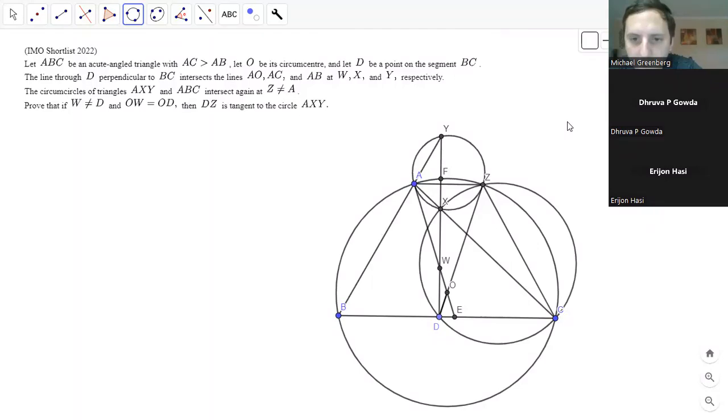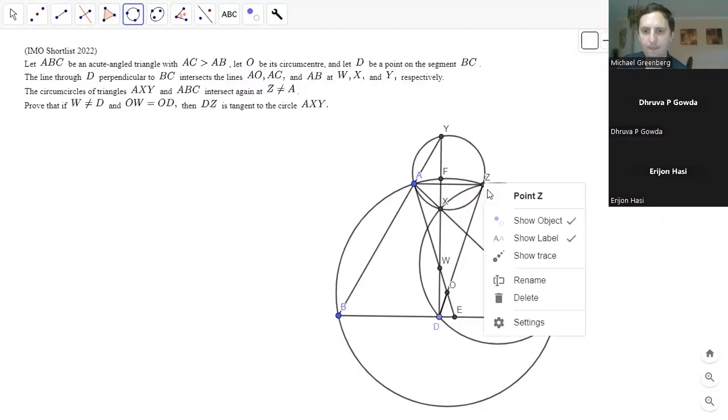I think angle chasing again. Basically we'd want to show that angle OAZ is 180 minus AXC. So we want to show OAZ is CXC, but CXC is CBZ, and these two triangles are similar. Yeah, it's kind of true. And also we know that AZ is parallel to BC.